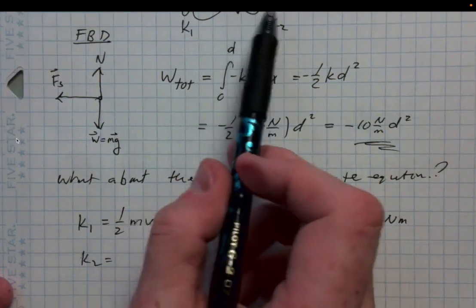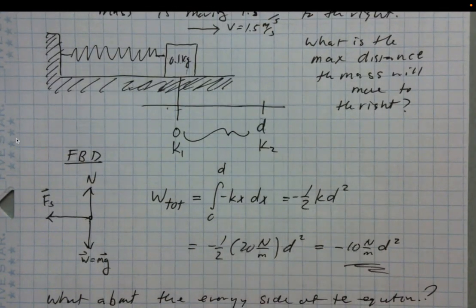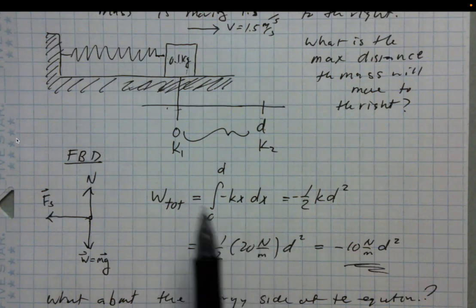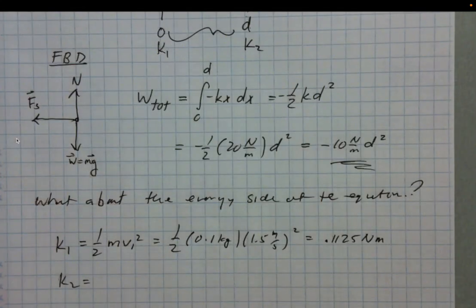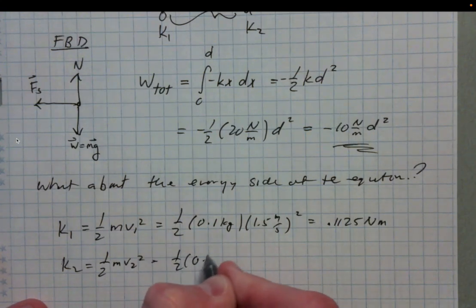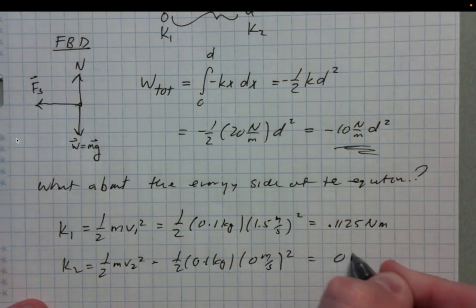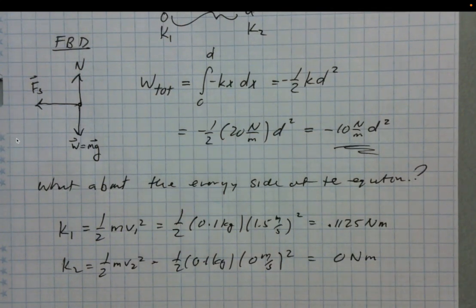What about K2? So at K2, that's over here at D. What's the velocity of the block at D? It should be instantaneously 0. Idealized, instantaneously 0 when the block moves D from the resting position. So you should have 1/2 mv2 squared, which is 1/2 times 0.1 kilograms times 0 meters per second quantity squared, which would be 0 Newton meters. And so that's what the kinetic energy looks like. The kinetic energy is going to go from this down to 0.